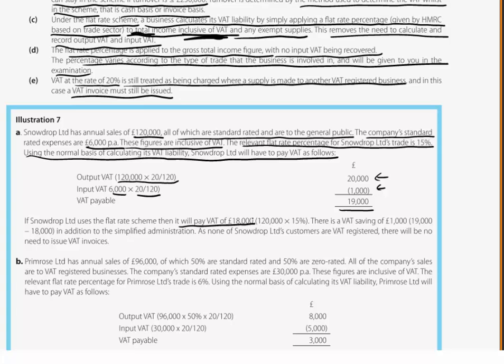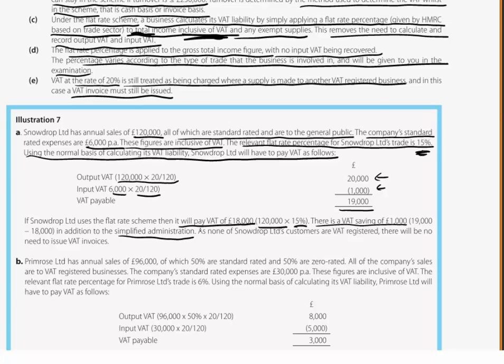How do we get that? Pick up the VAT inclusive figure of sales, 120,000, and apply the given flat rate percentage for your particular business's trade sector. That there is 15%. 120,000 at 15% is £18,000. So under the flat rate scheme we pay 18, under the normal accounting scheme we pay 19, so there's a VAT saving of £1,000. In addition, of course, to the simplified administration.